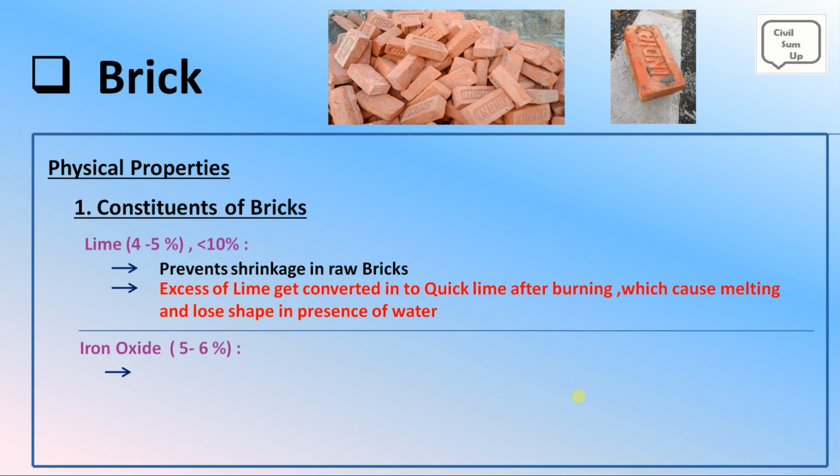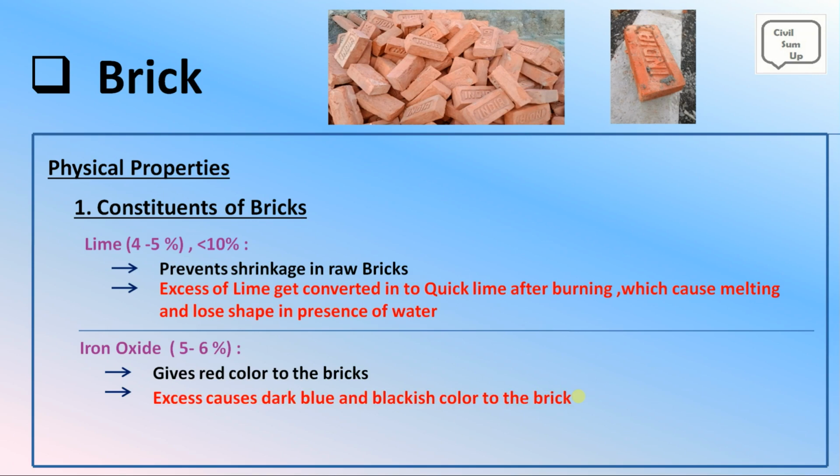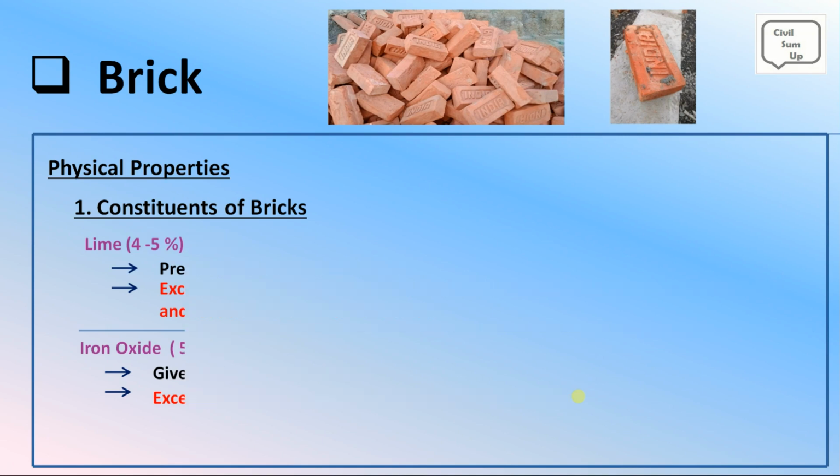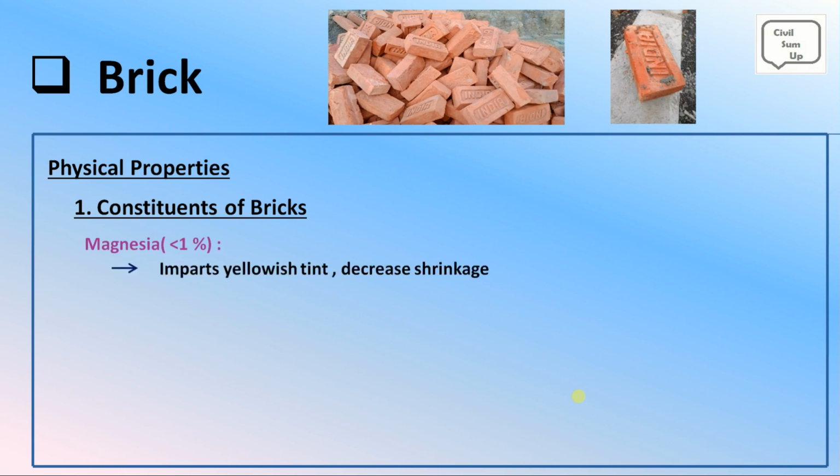The next component is iron oxide, that is 5 to 6%. Whatever color we have seen, the red or cherry red color, is due to this iron oxide. So mainly the color is given by this iron oxide, that is 5 to 6% only. But the excess of iron oxide has a disadvantage also. Its excess causes a dark blue and blackish color to the brick on burning. Now talk about magnesia, that is less than 1%, and it imparts a yellow tint and decreases the shrinkage. And the excess of magnesia causes decay of bricks.